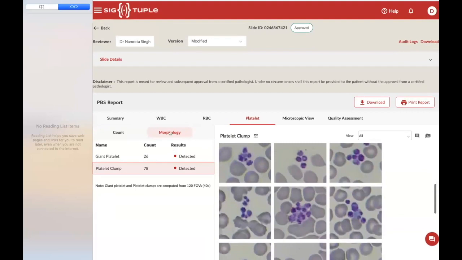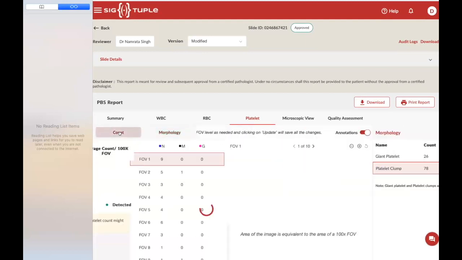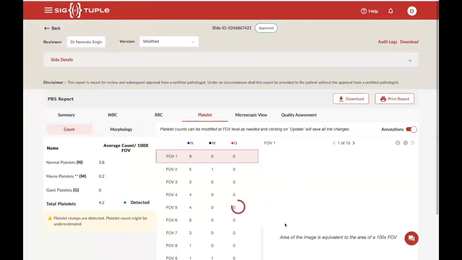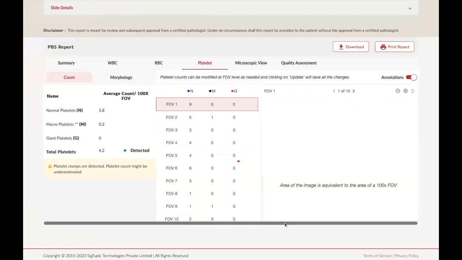Let me show you how platelet count is actually done on our AI100. This was one of the cases, as you can see here. We take 100 oil immersion fields and take an average of that. For example, in field number 1, field number 2, and so forth, it gives you the number of platelet counts. This is the average taken from all the 100x oil immersion fields. Now, this multiplied by your conversion factor, which could be 10,000 or 15,000 or 20,000, would give you the platelet count.